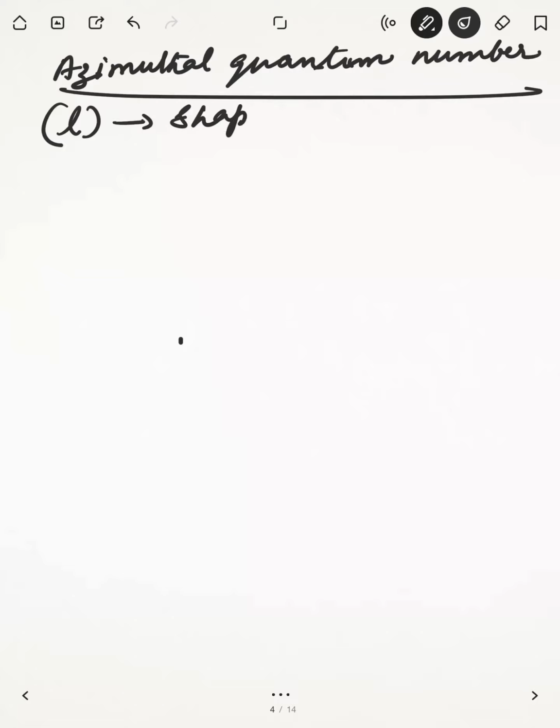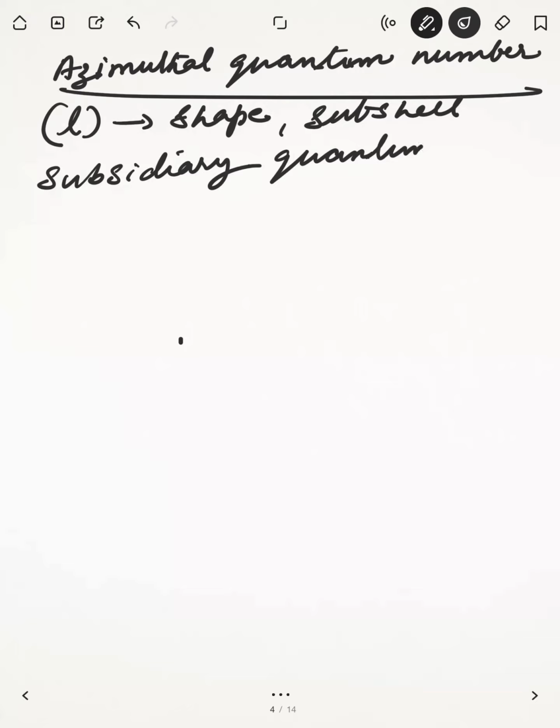Next quantum number is azimuthal quantum number. This is denoted by L, and it gives what all things? It gives the shape, or it gives the subshell. It is also called subsidiary quantum number. Subsidiary quantum number. This defines the three-dimensional shape of the subshell.